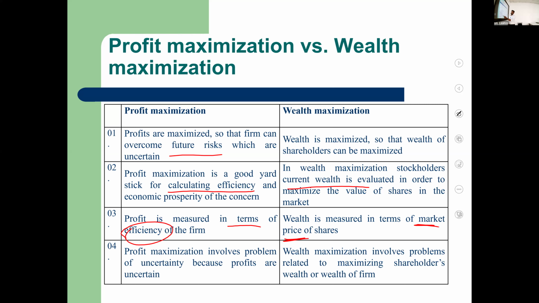It involves the problem of uncertainty because the profit is uncertain. You can't predict the future, no? It's uncertain, right? So wealth maximization involves problems related to maximizing shareholders' wealth, right? So these are the comparisons between profit maximization and wealth maximization. Just go through this.